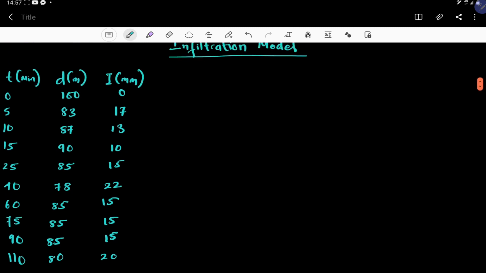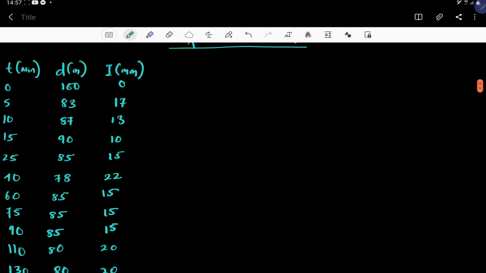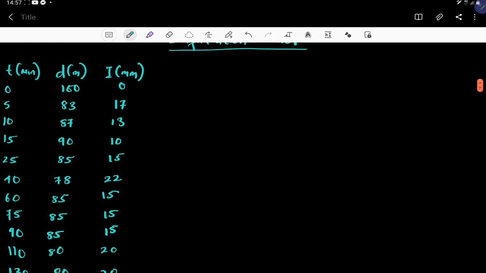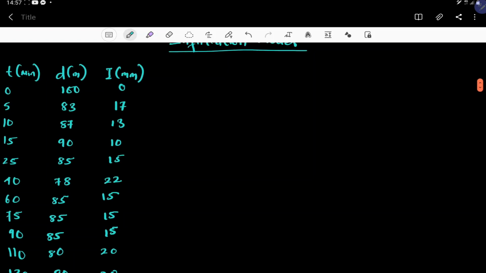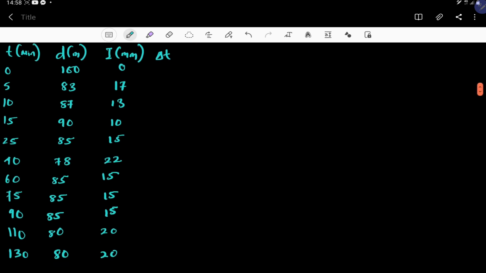One more important thing that we need to write here is the delta t. The delta t for the first is 5 minutes. Likewise the second is 5 minutes, right? 5 minus 0 is 5 minutes. 10 minus 5 is 5 minutes. 15 minus 10 is 5 minutes again. But 25 minus 15 is 10. So delta t is not constant. It would be wise to keep this delta t here, because else it's going to be tedious for us to do the calculation. First I'm just keeping it blank.